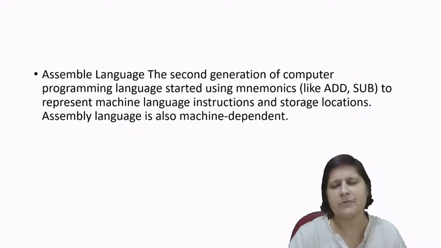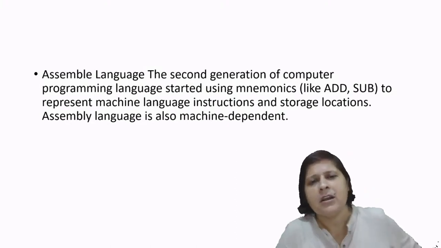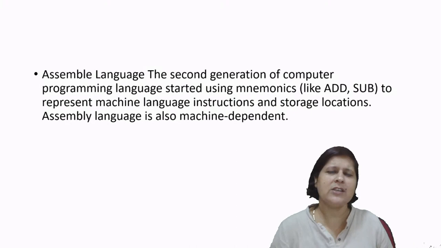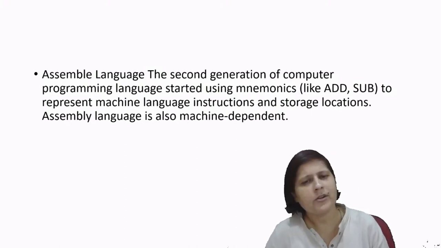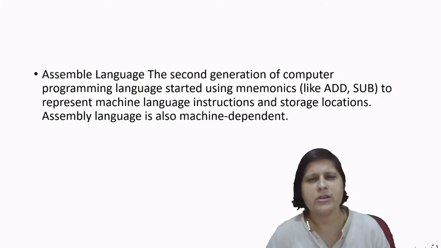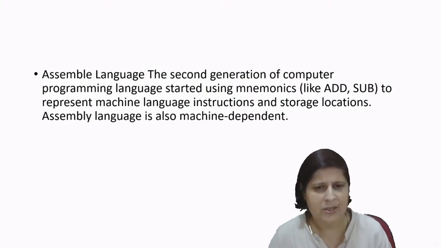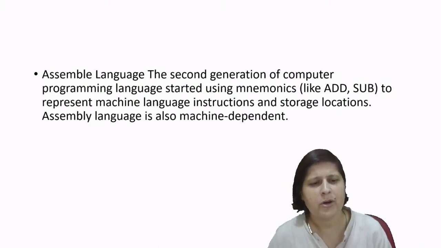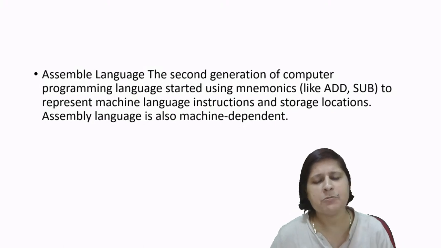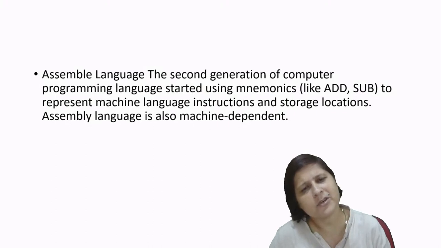After machine language comes assembly language. It was very difficult for the user to remember combinations of 0 and 1, so the usage of computers was very limited. Then came the assembly language. The second generation of computer programming language started using mnemonics like ADD and SUB to represent machine language instructions and storage locations. Assembly language is also machine dependent.